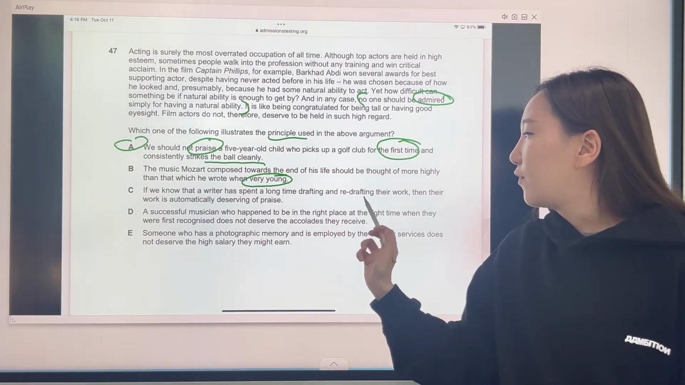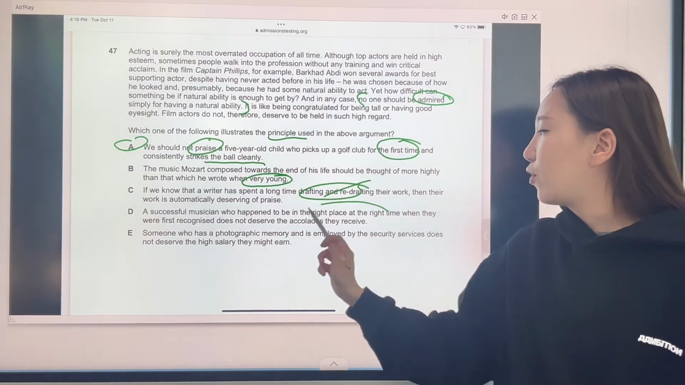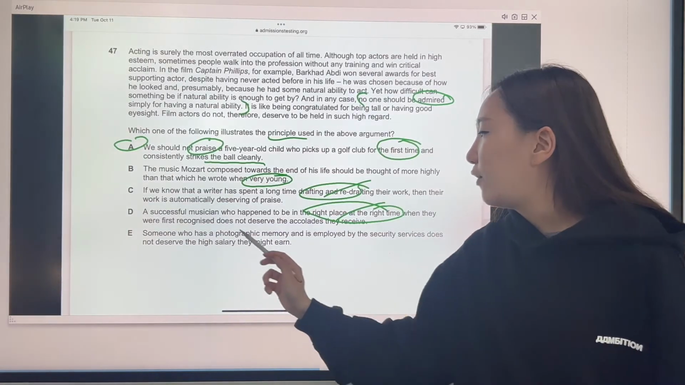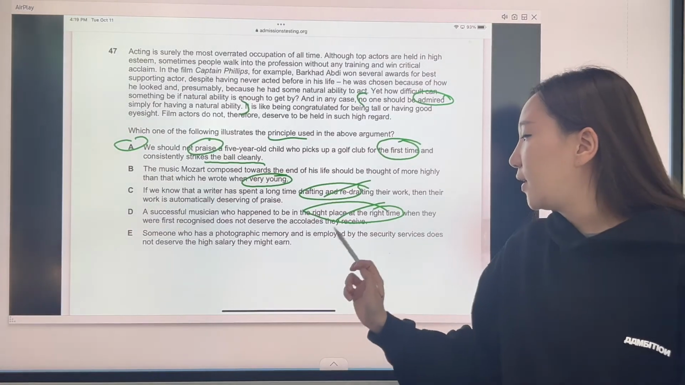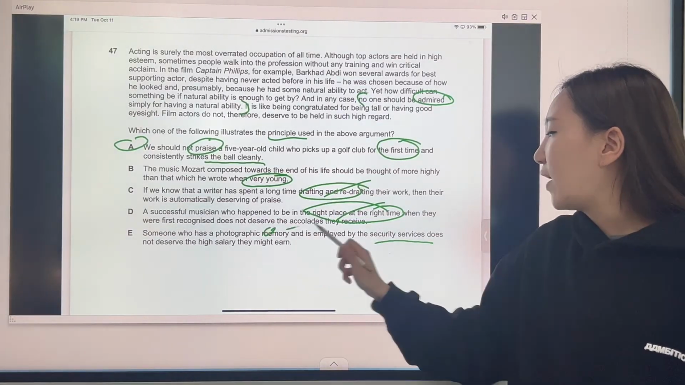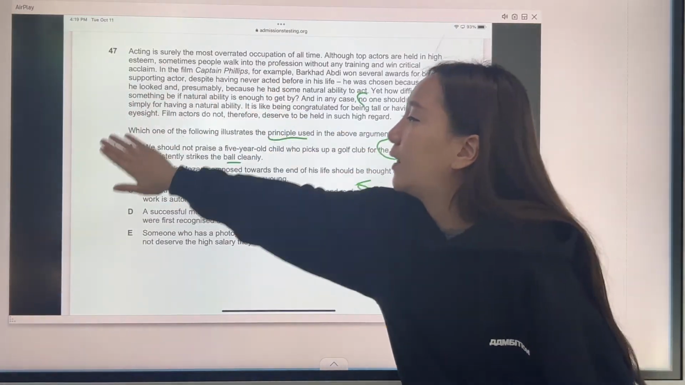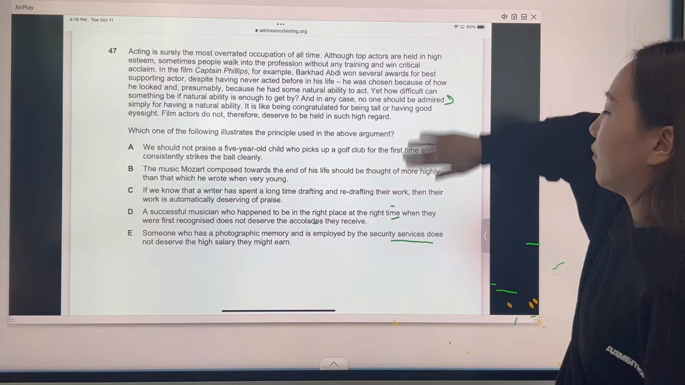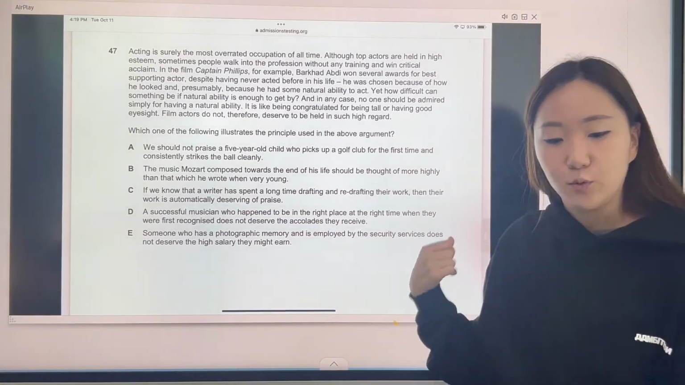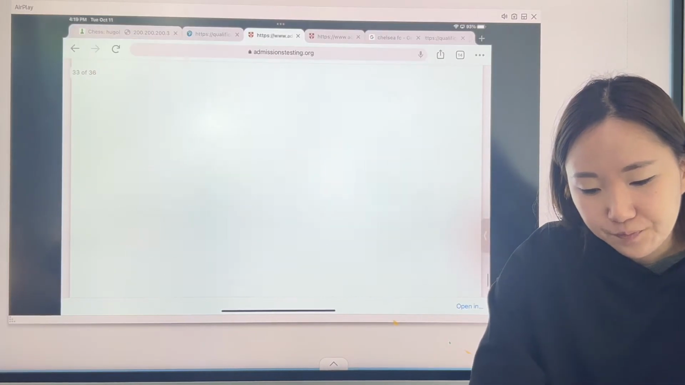Writers spent a long time drafting, redrafting. Again, that's not natural ability. Successful musician who had to be right place, right time. Again, doesn't say anything about natural ability. And photographic memory, that is natural ability employed by the security services, but obviously this does not directly relate to this. I guess if it was something like someone with photographic memory who is able to memorize everything on a page, that would be following the same principle, but the job doesn't really relate as well as it should.